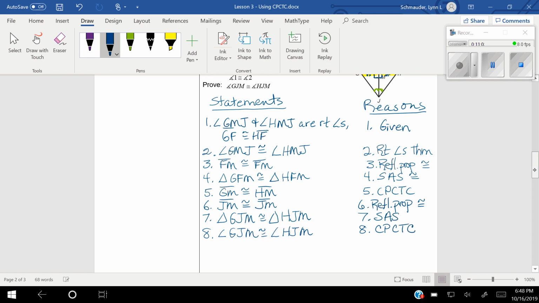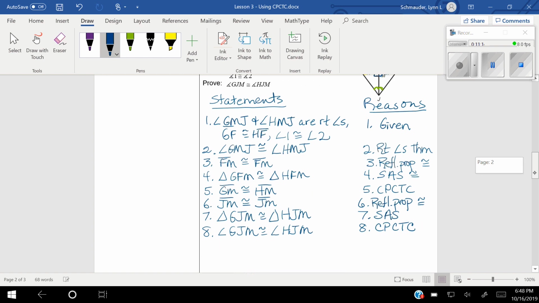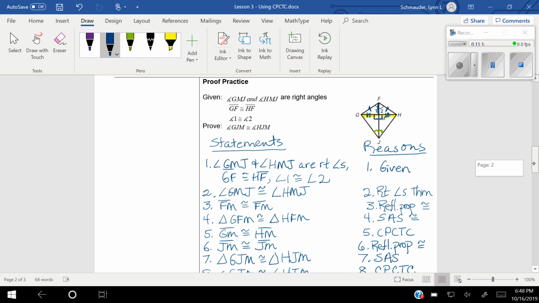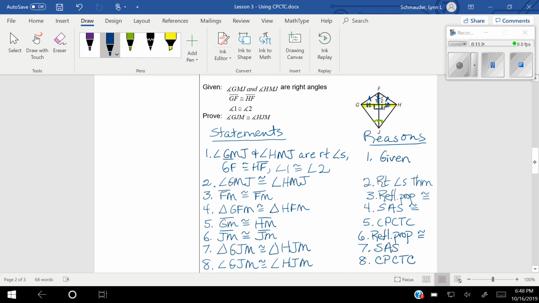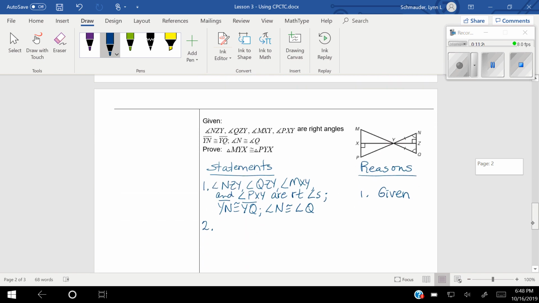And I just noticed when I scrolled up, I forgot to put one of my given steps in my first statement, that angle 1 is congruent to angle 2. So that's kind of a long-ish proof, but not that difficult. Okay, if you've got any questions here, put a star, put a question mark, highlight it, whatever you need to do. If we need to talk about it in class, and we will.